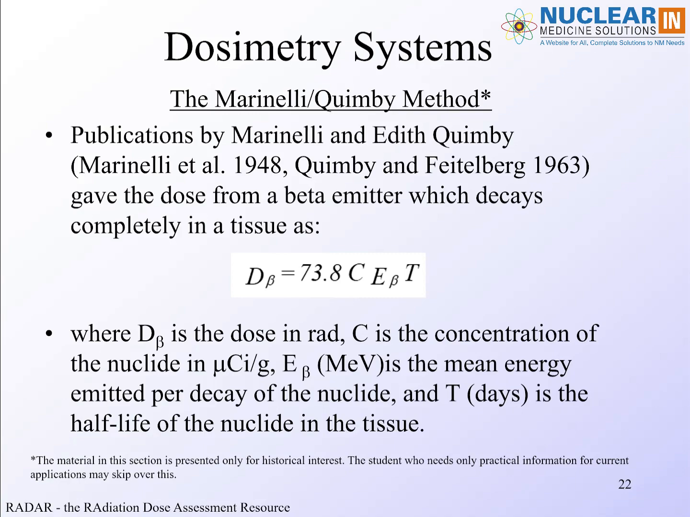And it's just expressed with a number of symbols. D beta is the dose in rad. C is the concentration in microcuries per gram, so activity per unit mass. E is the energy of the beta, and assuming 100% of the time, which is true for some emitters. And T is the half-life of the nuclide in the tissue. We'll get to that later.